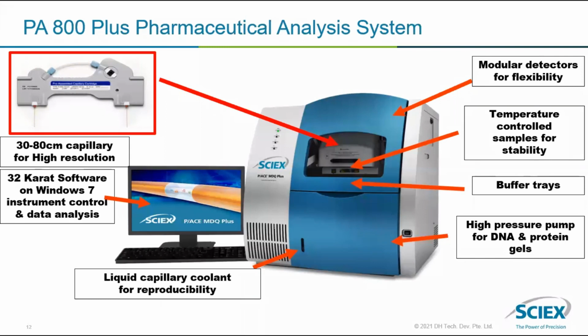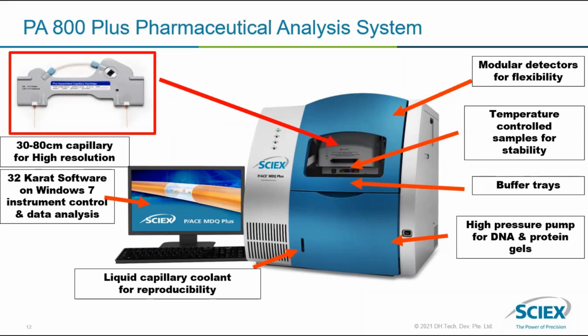To get reproducible data in capillary electrophoresis, we have a technology called the liquid capillary coolant. This is a patented technology from SCIEX. Since you are applying voltage in capillary electrophoresis instruments to get the separation, that converts into current and generates heat. To get reproducible data, this capillary coolant dissipates the heat and maintains the reproducibility throughout the run.